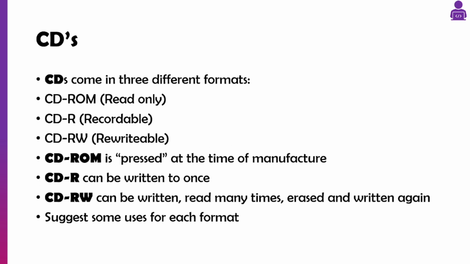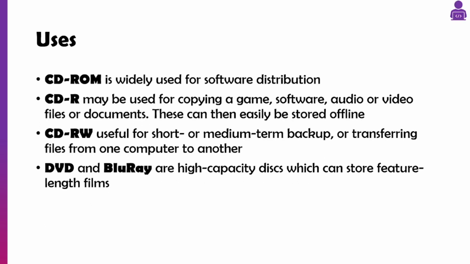CDs come in 3 formats. You've got a CD-ROM, which is read-only, a CD-R, which means you can record to it, and a CD-RW, which is rewritable. CD-ROMs, you can't change them. CD-Rs, you can change them once, and a rewritable can be used as many times as you want.